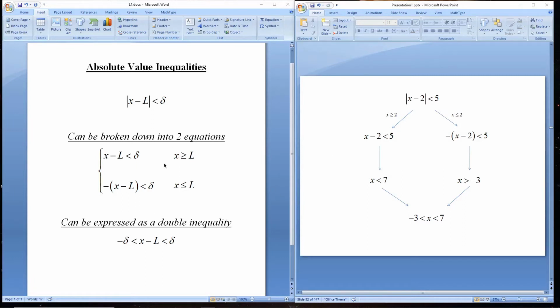Now, these two things are both very important for all your future of math. If you're going to be encountering absolute values, how do you deal with that? Well, you can break it into 2 equations is one way you can deal with it, or you could express it as a double inequality.